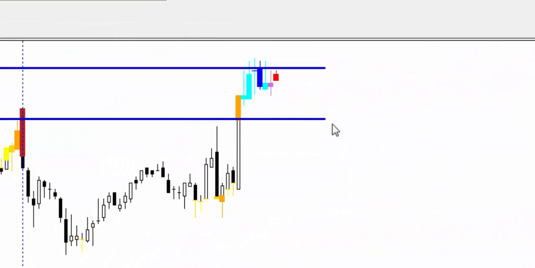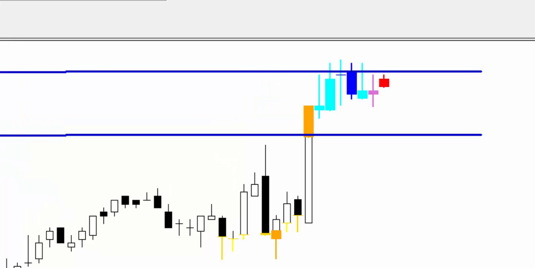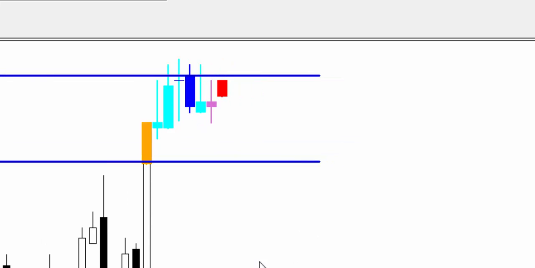So we can see where we are now is exactly why I decided that this was possibly a good level to take a trade. We've got an aqua candle and we've got a blue candle. And as I said at the beginning of this video, I place my entry on the top of the blue candle, which is just here.